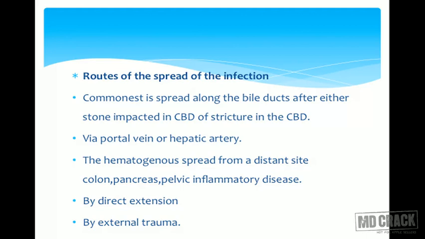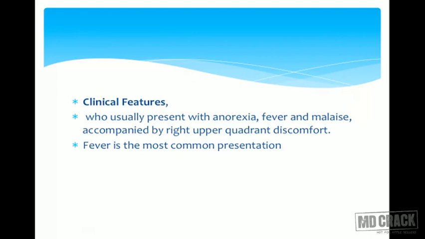So among all these routes, commonest is the spread along bile ducts after impaction of stone in CBD or lower CBD stricture, may it be benign or malignant. We'll see clinical features. Patients usually present with anorexia, fever and malaise accompanied by right upper quadrant discomfort. Fever is the most common presentation.